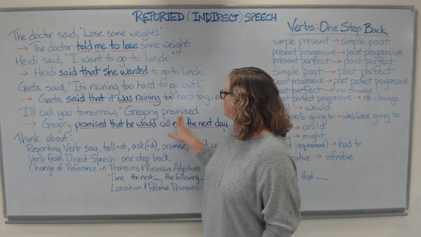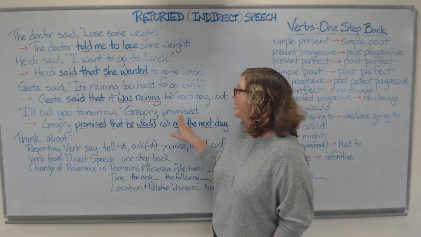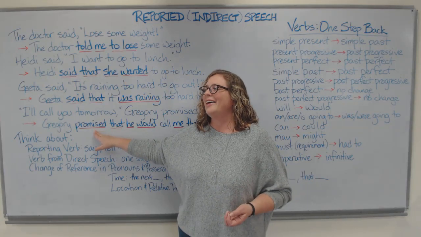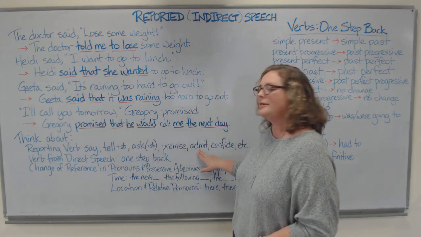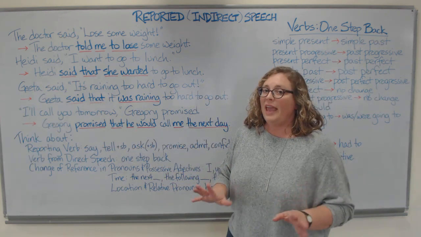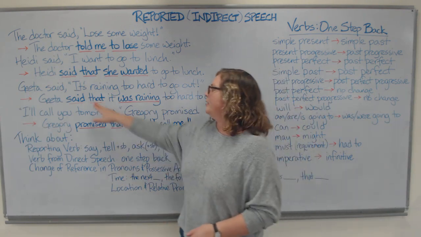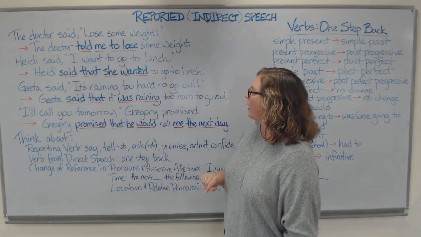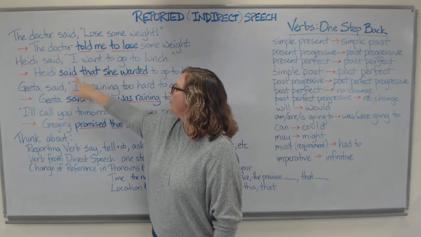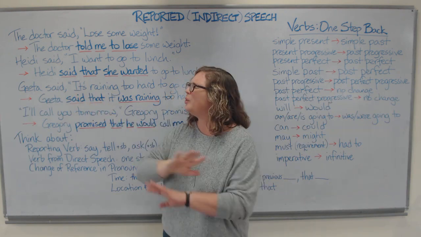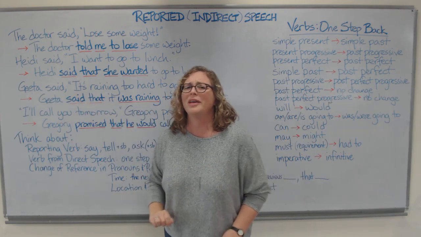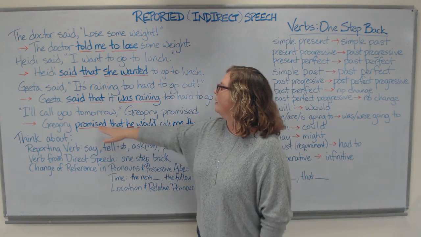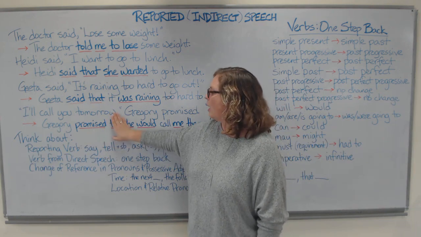All right, now I'm using a different verb here instead of said. I'm using promise. You can do that if you're talking about a promise. You can use other verbs like admit or confide. But again, most common is using said or told. All right, notice with said, there's no person, right? No said me, don't do it. Told me, said. Okay, promised that, again, this is optional.